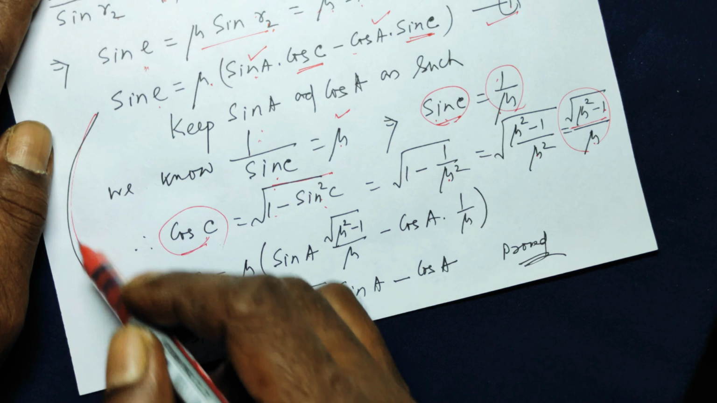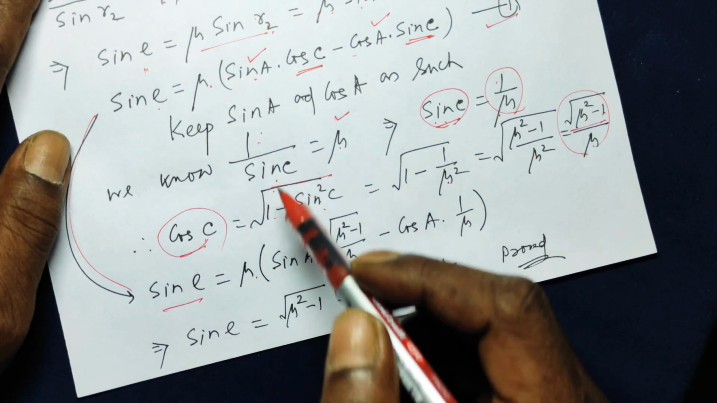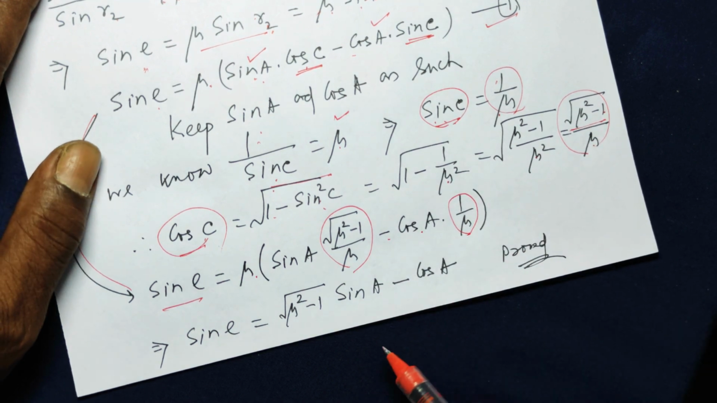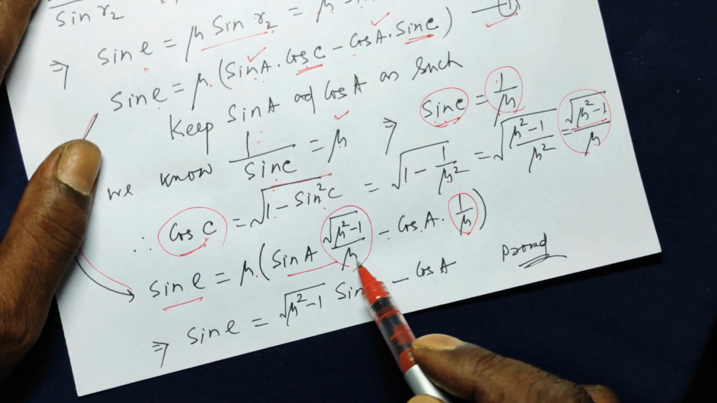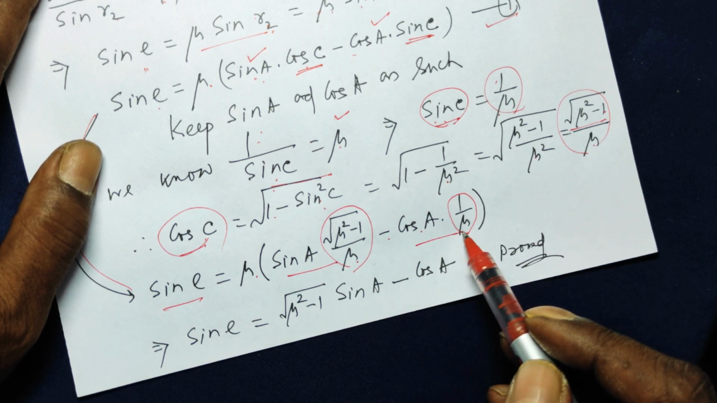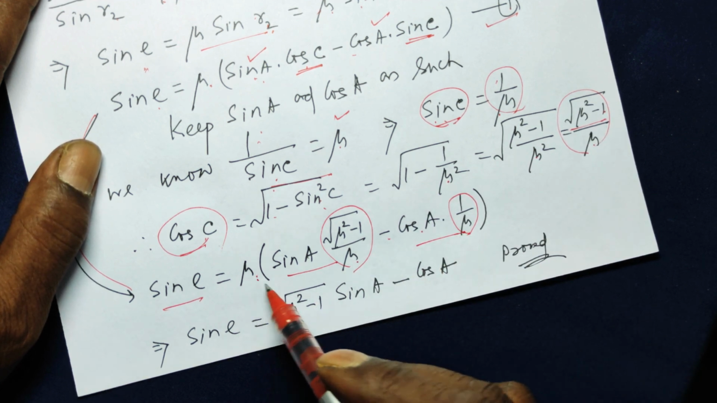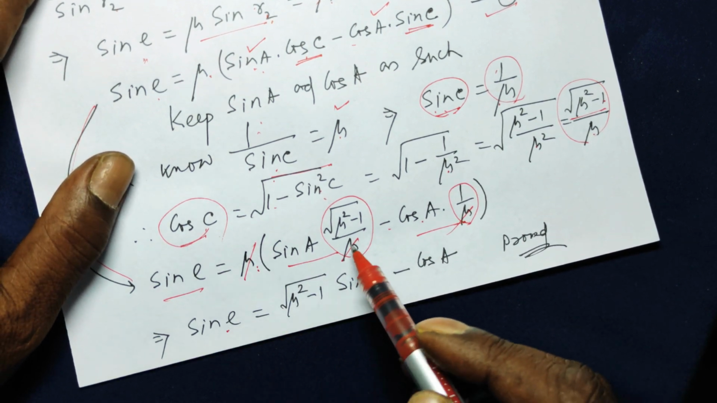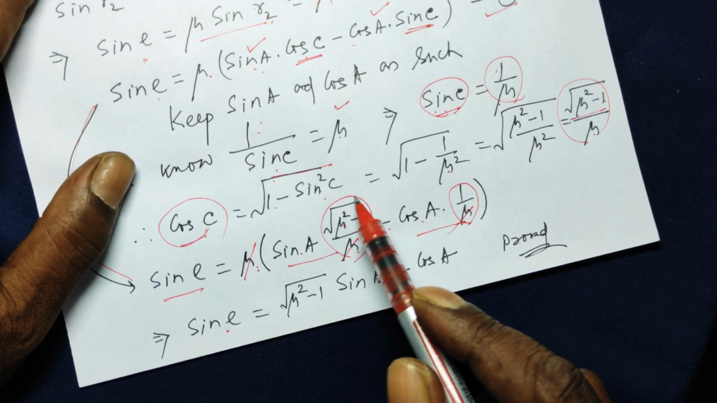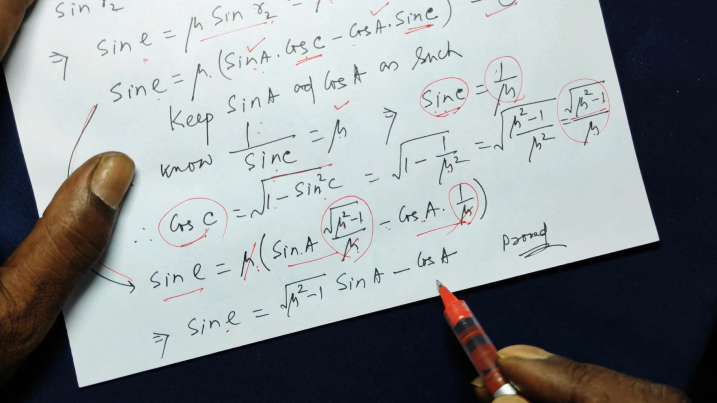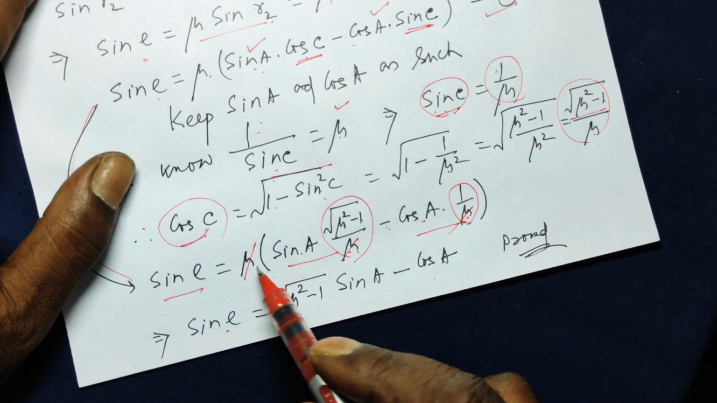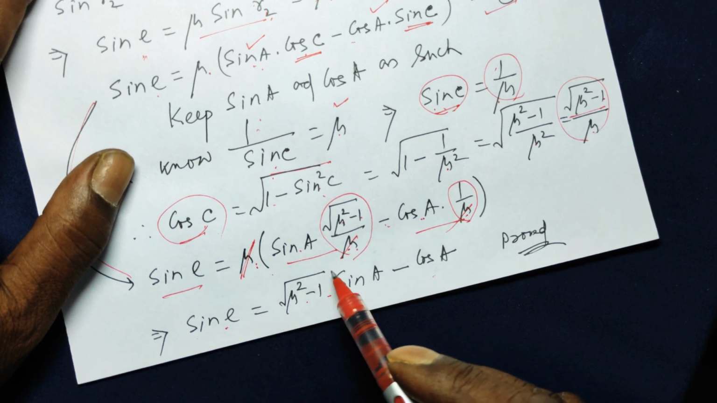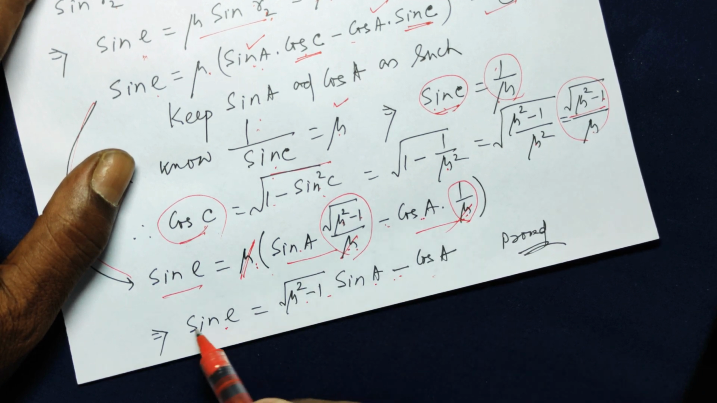So your sine E now reduces to mu times sine A cos C minus cos A sine C. Now if you take mu common from here, which is in the denominator, outside the bracket, this will cancel with this, so we'll be left with sine E only. So it will be sine A times square root of mu square minus 1, minus cos A, because this mu has been taken common and has been cancelled with this. So sine E is equal to square root of mu square minus 1 times sine A minus cos A.